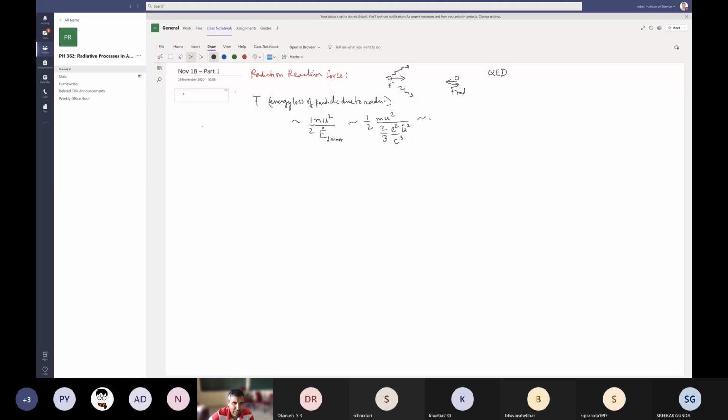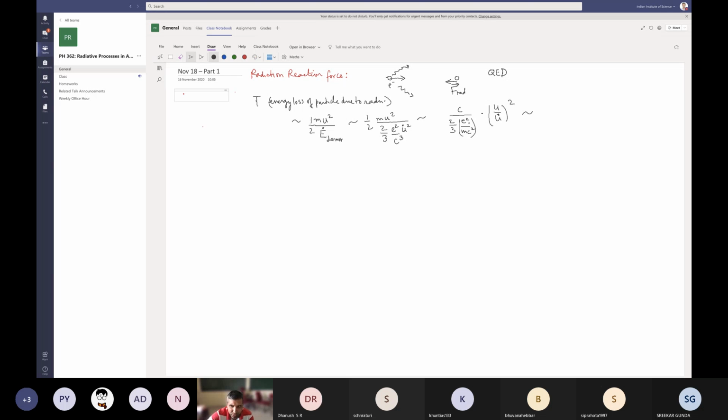So this is an order of magnitude estimate. We can actually write it as u by u dot squared times c divided by 2/3 e squared by mc squared. So I've actually just rewritten this formula in a slightly different form. So this is nothing but, right, so what is this?